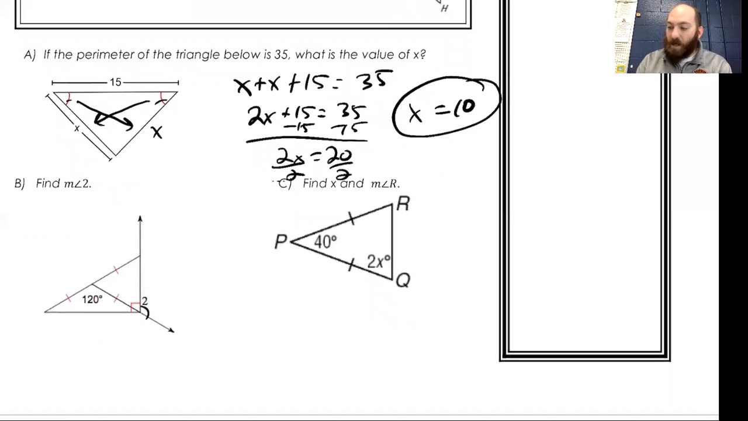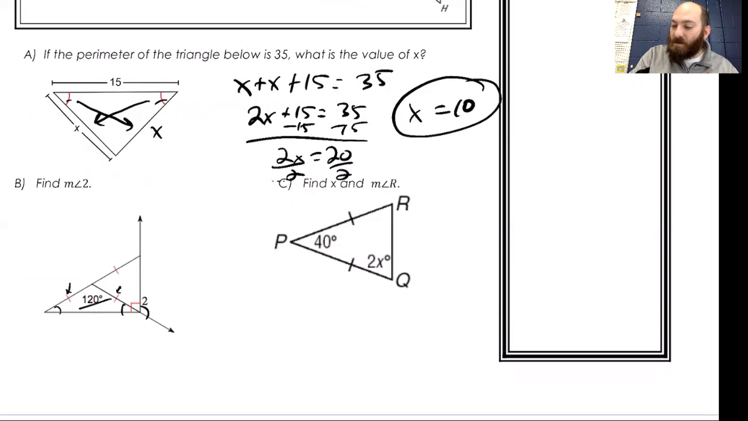Example B here. Angle 2 is out here. This one's kind of a fun one for sure. It's going to take multiple steps. The first thing I want to mention is that since I have this congruent to this, then this angle here is congruent to this angle there. There's actually multiple ways I could do it, but I'm going to start with this way.